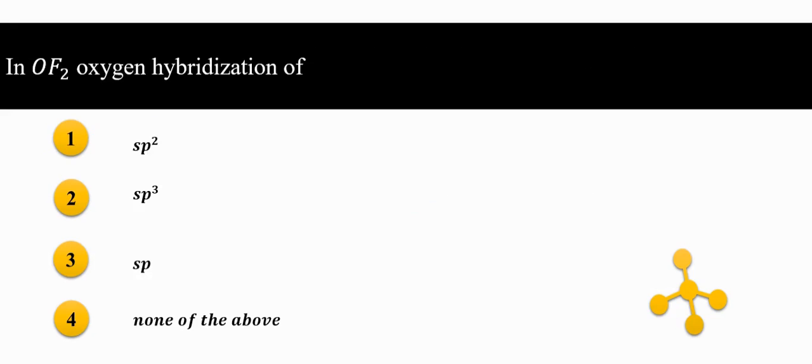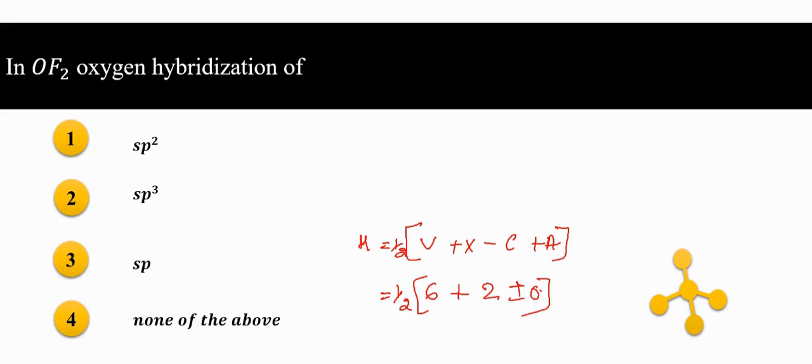Next question. In OF2, we have to calculate the oxygen hybridization. So we know the formula, that is H is equal to half of V plus X minus C plus A. So that is equal to half of the valence electrons of oxygen, that is 6, plus 2 fluorine atoms, so plus 2, plus or minus 0, there is no charge. That is equal to 4, students. So it is sp3 hybridization. So the second option is correct.